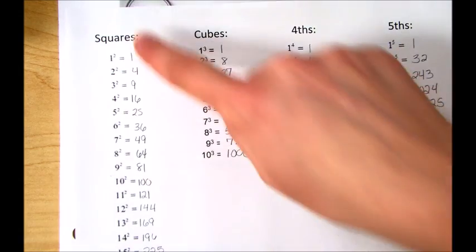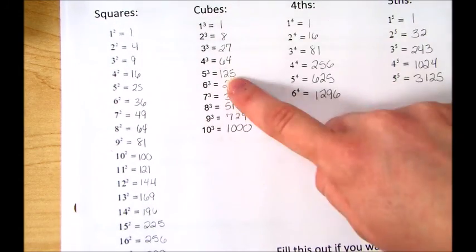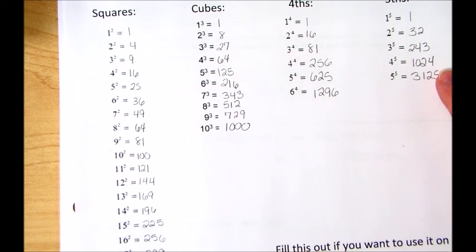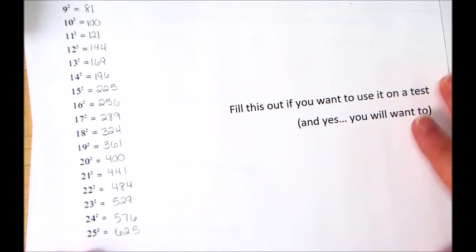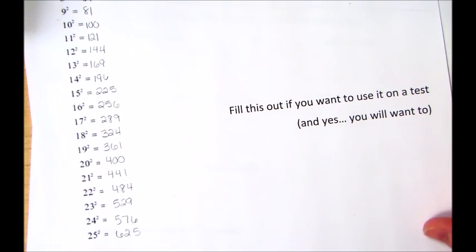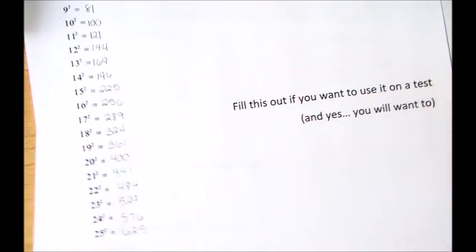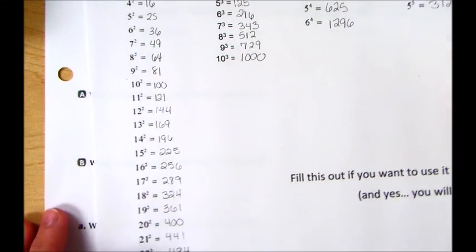What I want you to know is that on the back of your notes, you're going to see this sheet. I want you to take the time to fill out your squares, your cubes, your fourths, and your fifths. Just type them in your calculator. You definitely do want to fill this out, and I will let you use it on tests and quizzes as long as nothing else is written on it. So fill this sheet out on the back of your notes.